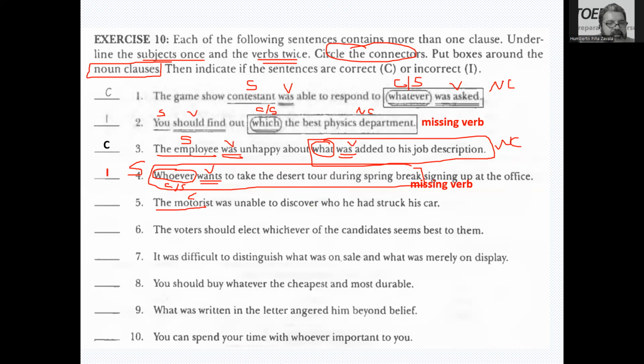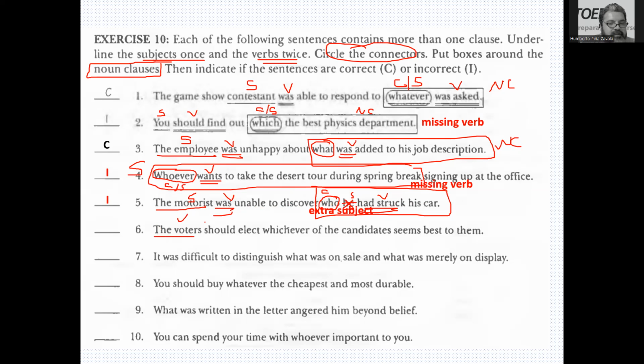The motorist subject was unable to discover who connector. He subject had struck verb his car. Okay. Now remember, we are working with the connectors that are doing two jobs. So the same connector has to be the subject and the connector at the same time, the noun clause. And here the problem is that we have an extra subject. He is an extra subject. So the motorist wasn't able to discover who had struck his car, right? So this we don't need it.